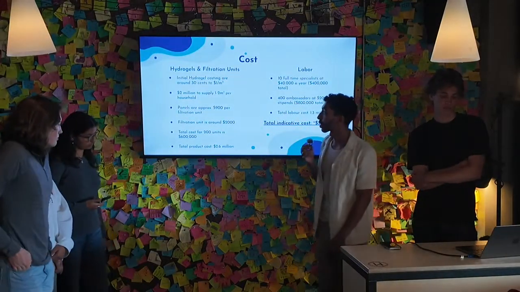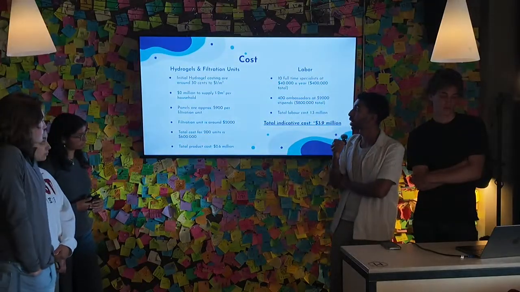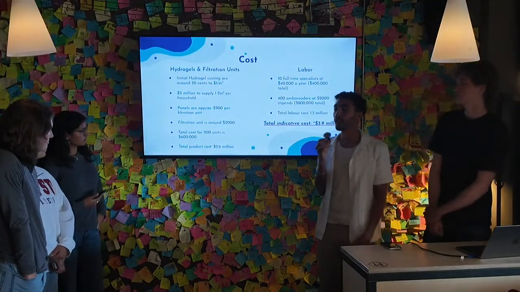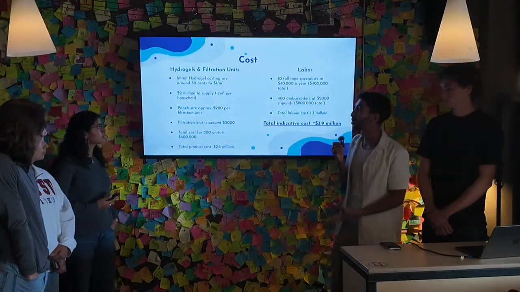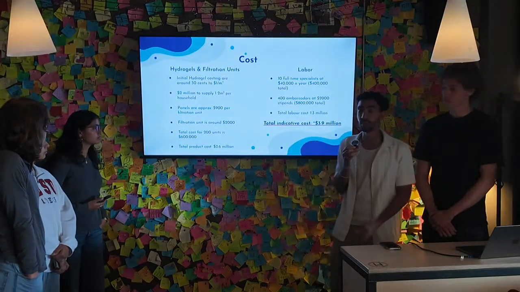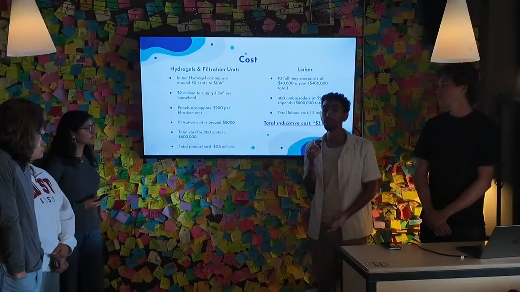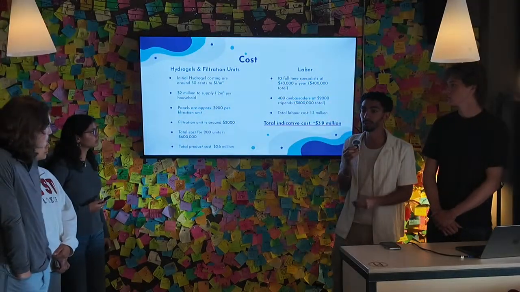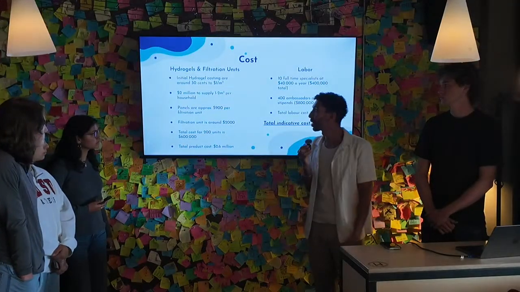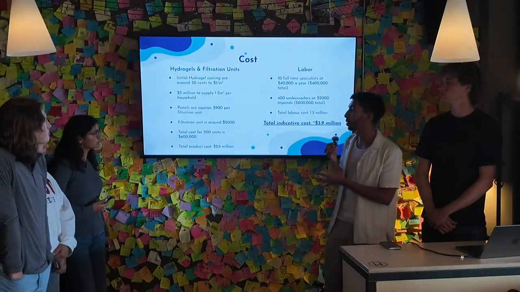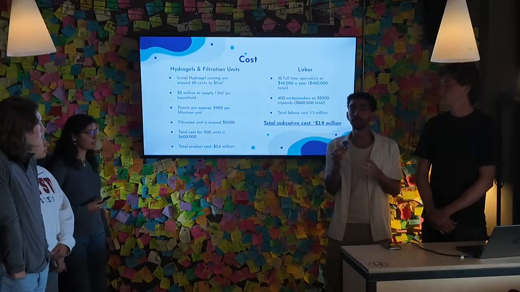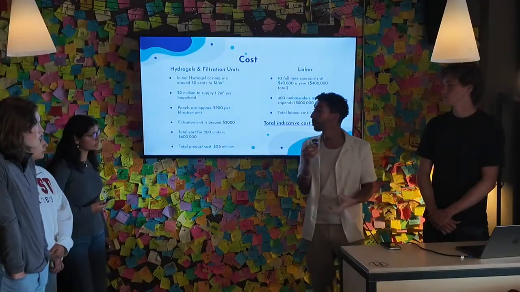In terms of costs, we've broken it down into two categories. So you have the hydrogels and filtration units. So the actual hydrogel is very, very cheap to produce. Initial hydrogel costings are around 30 cents to $1 per meter squared. And if we take that and try to supply it to every single household in Puerto Rico, and there's around 1.4 million households in Puerto Rico, we're estimating around $2 million to supply them. This includes distribution, packaging, everything associated with actually getting the hydrogel to each home.